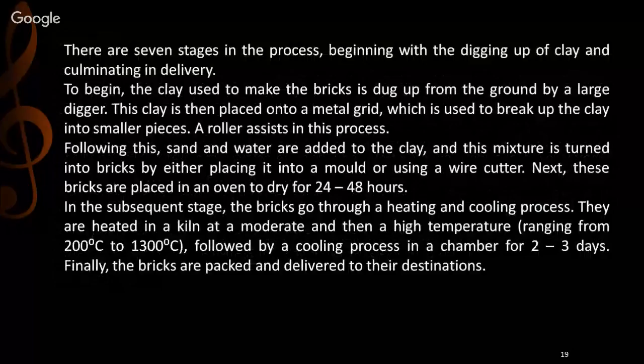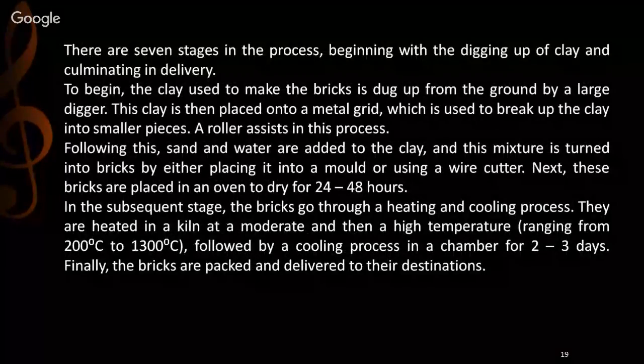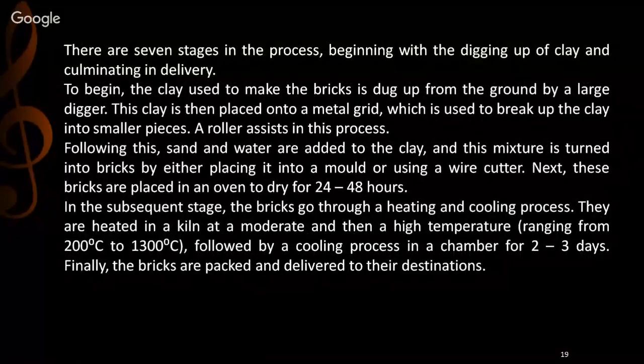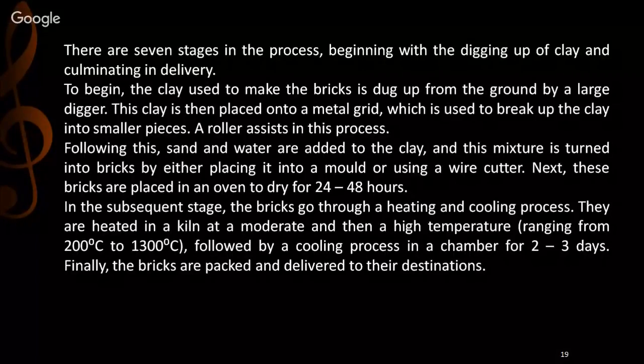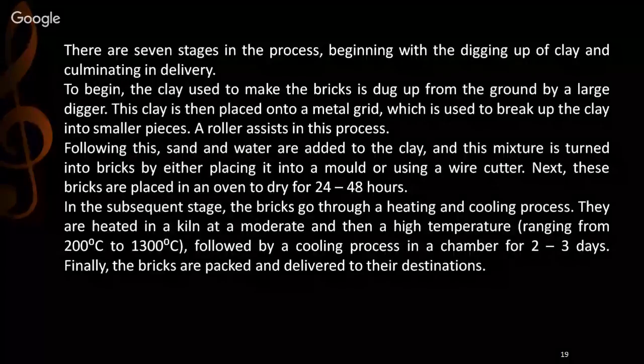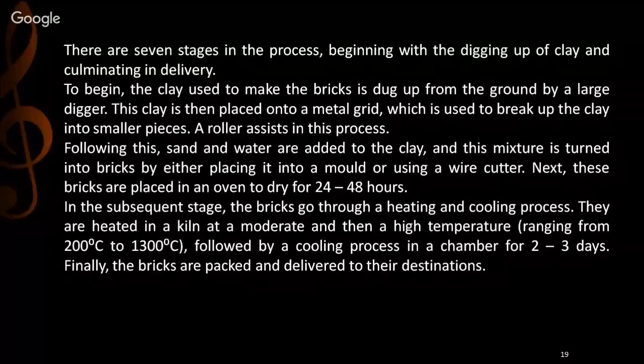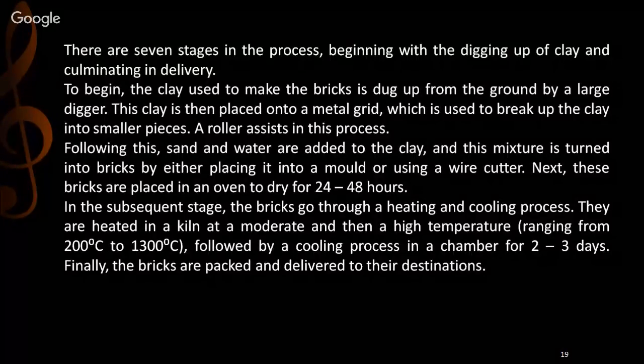There are seven stages in the process, beginning with the digging up of clay and culminating in delivery. How to make bricks. To begin with, the clay used to make the bricks is dug up from the ground by a large digger. This clay is then placed onto a metal grid, which is used to break up the clay into smaller pieces. A roller assists in this process. Following this, sand and water are added to the clay. And this mixture is turned into bricks by either placing it into a mold or using a wire cutter.